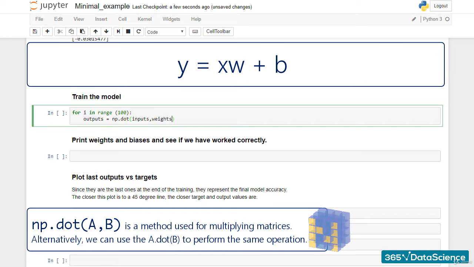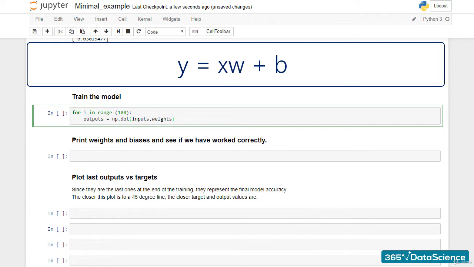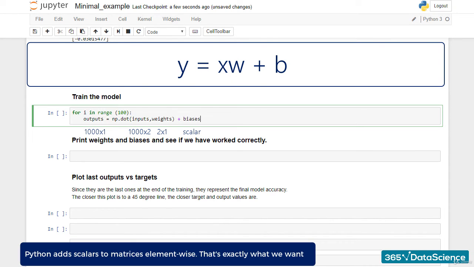Now, the dot product of the input times the weights is 1000 by 2, times 2 by 1, so a 1000 by 1 matrix. When we add the bias, which is a scalar, Python adds it element-wise. This means it is added to each element of the output matrix.